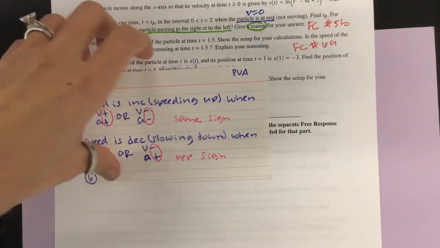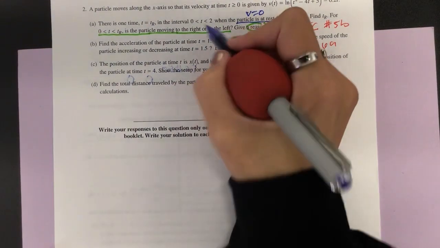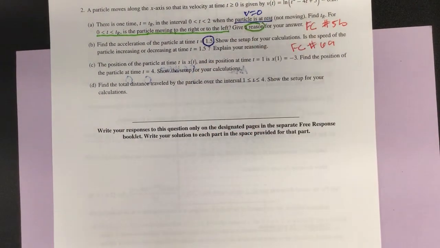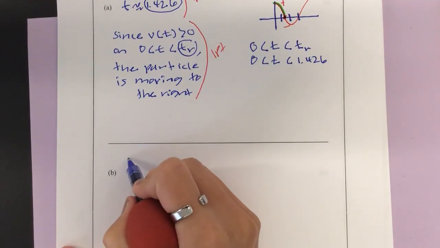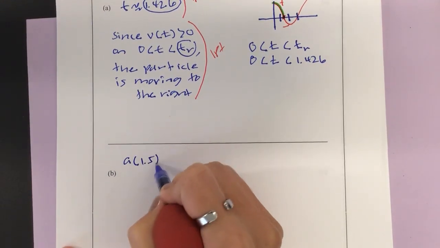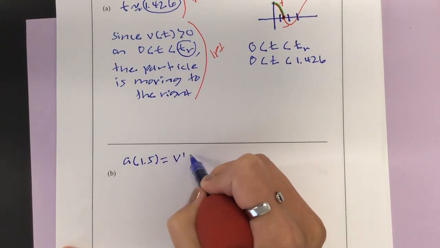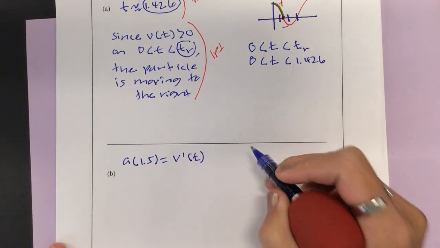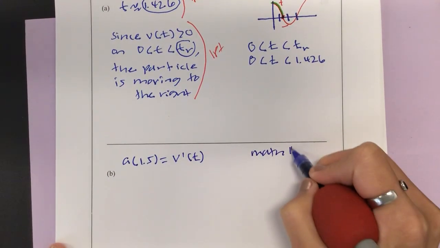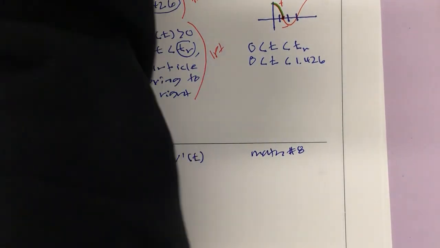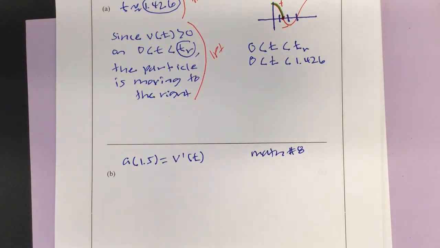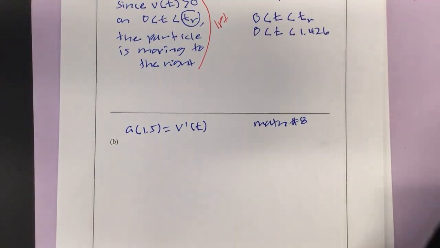So let's see what is happening. They gave us at what value of t. So let's put on here, we need to find a of 1.5, which is the derivative of the velocity. And that's gonna be our button math number 8. Do not overdo your math. Some of you were trying to figure out it's a natural log of blah times the derivative of the inside. We don't need to worry about that.